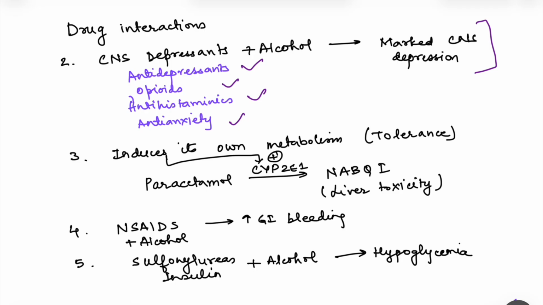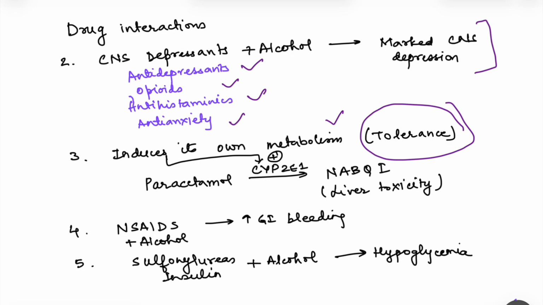Then, alcohol induces its own metabolism. First of all, remember that it activates some cytochrome enzymes, because of which it induces the enzyme for its own metabolism. That is why tolerance to alcohol develops. So if the person is taking alcohol chronically, then the same dose may not be sufficient for him to have the same effect, and the tendency to increase the amount of alcohol increases.